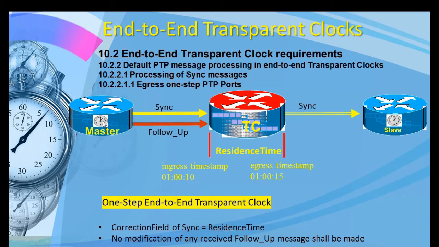If the master is a two-step master, a follow-up message will be sent out from the master side. However, the follow-up message going through the transparent clock does not get modified, it is just forwarded to the slave side.